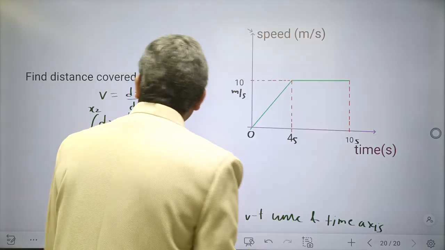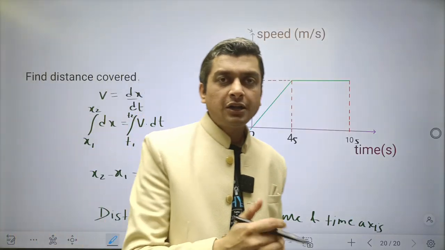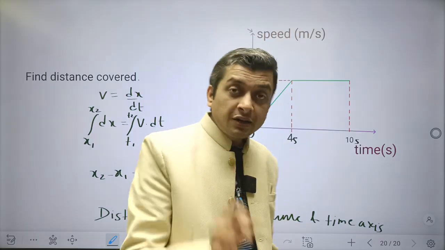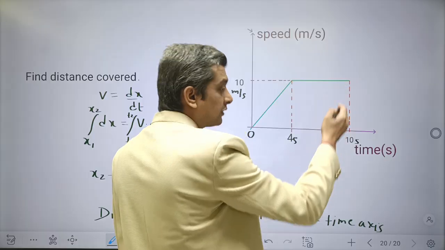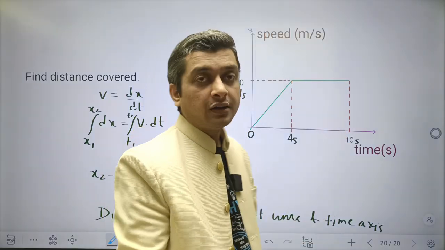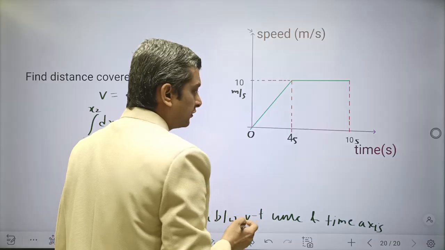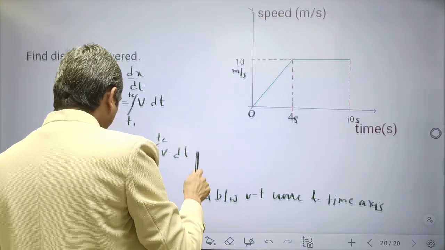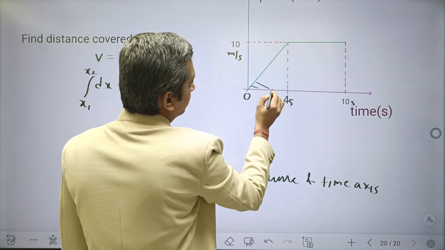So in question it is not given that within this time interval we have to find the distance, but it is understood since graph starts from 0 and ends at time t is equal to 10 second, and you are asked to find the distance. So it is very clear that you have to find the distance from t is equal to 0 to t is equal to 10 seconds. So what is distance here, student? Distance is area between this vt curve and the time axis.